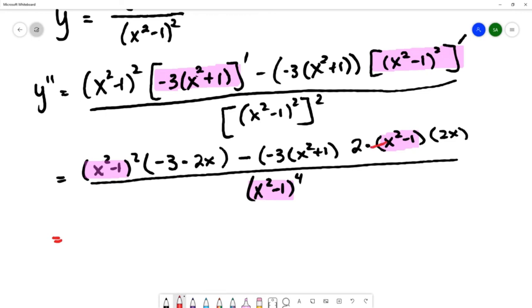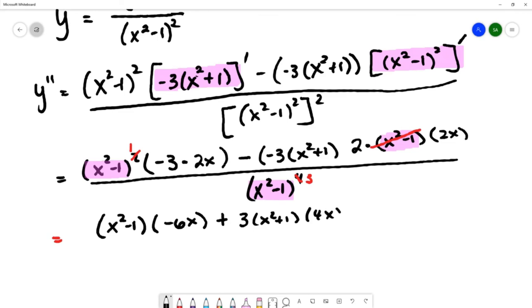Because I have that common factor in the denominator, I can cancel that factor, cancel one of the factors from here, and cancel one of the factors from here. This is going to make it a little bit easier to deal with. We have x squared minus 1 times negative 6x. A minus and a negative will make that a plus 3 times x squared plus 1 times 4x, all over x squared minus 1 cubed.